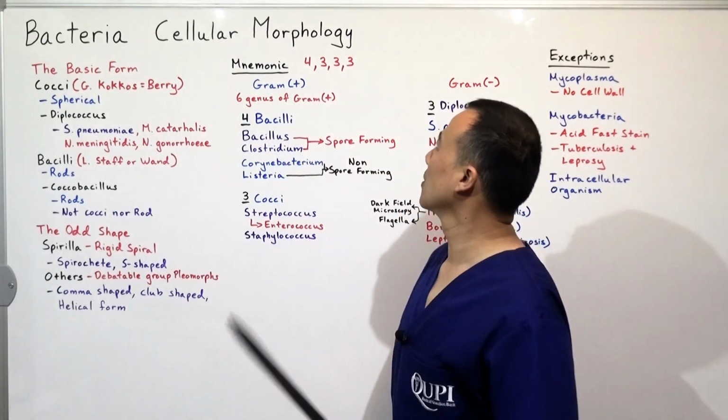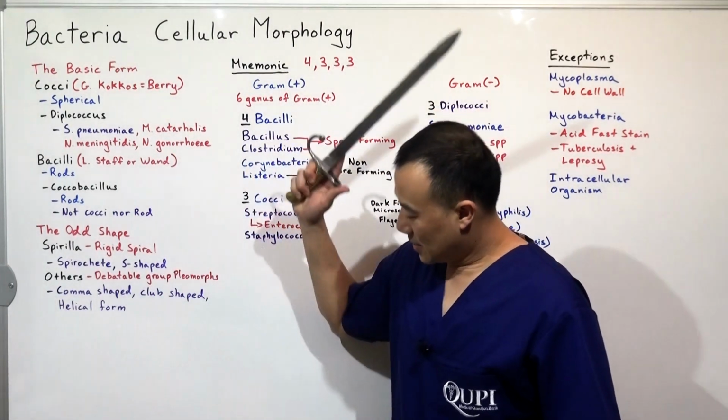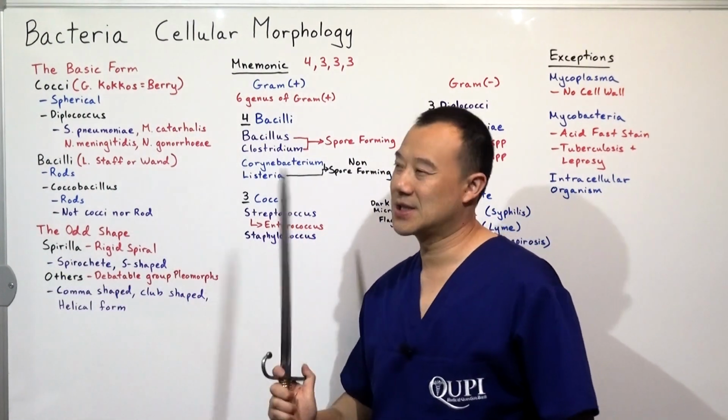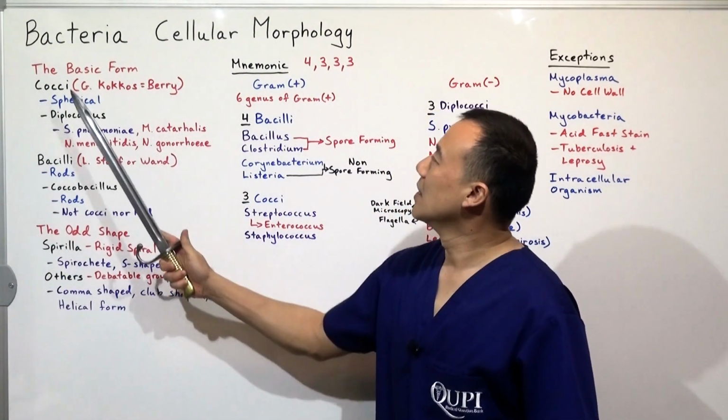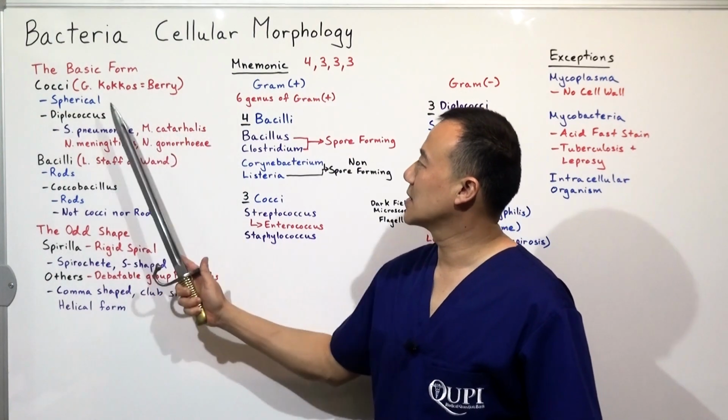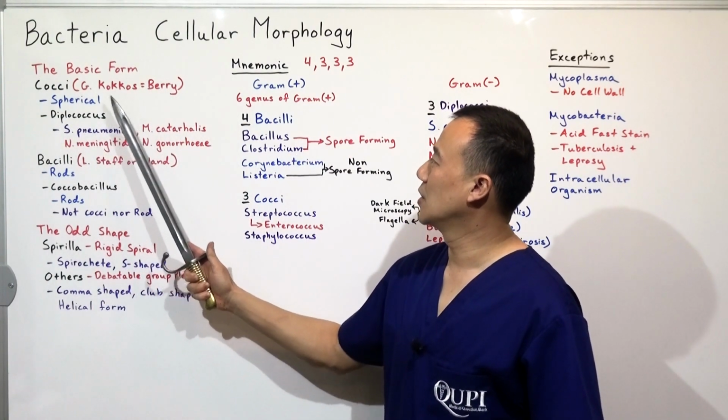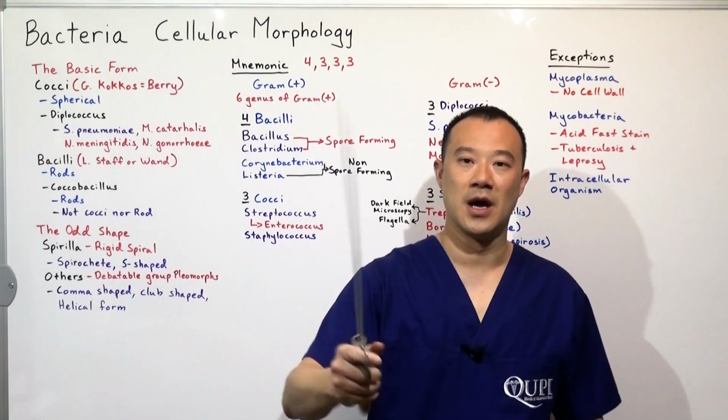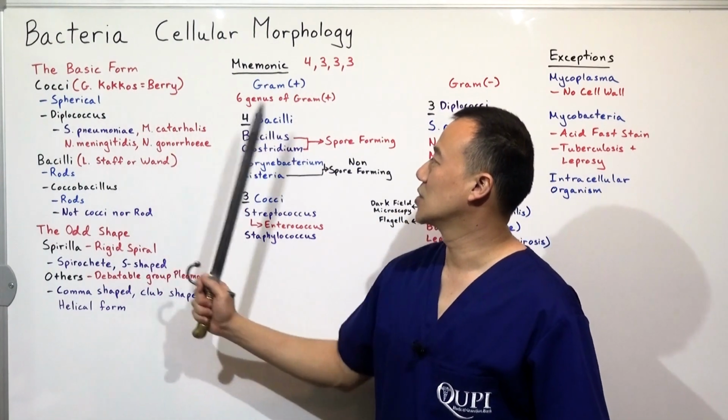Bacterial Cellular Morphology. All right, I've added more information since the last time I shot this video. So here we go. The basic form is cocci. Cocci is from the Greek word kokos, which means berry, and it's spherical shaped.